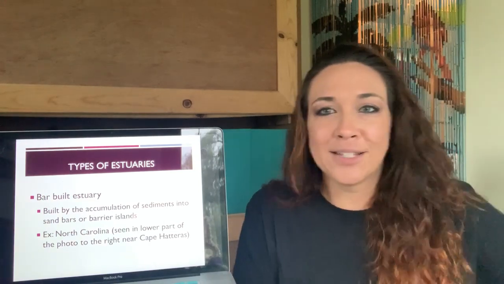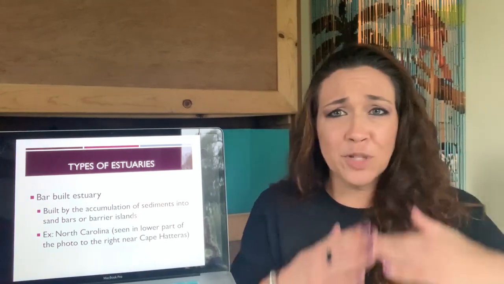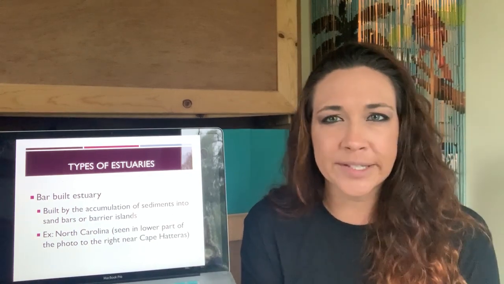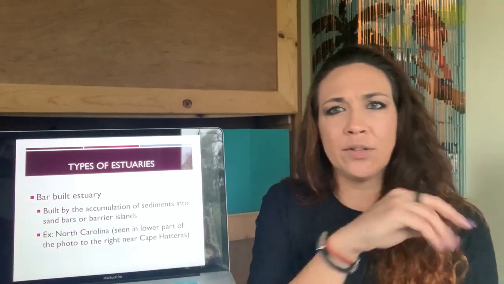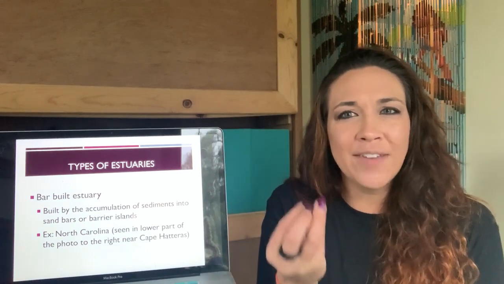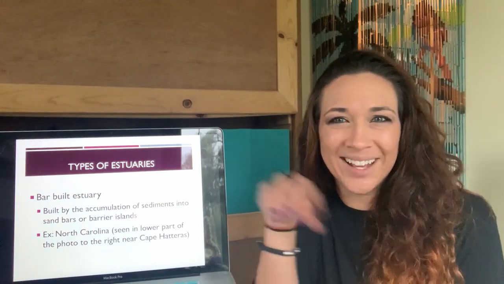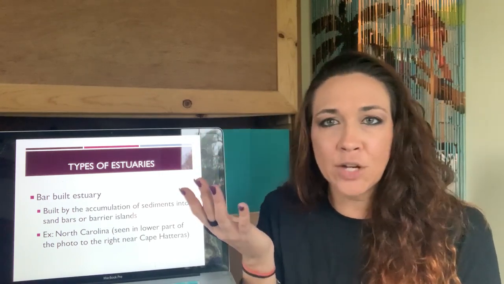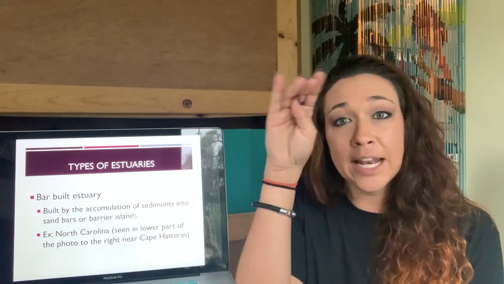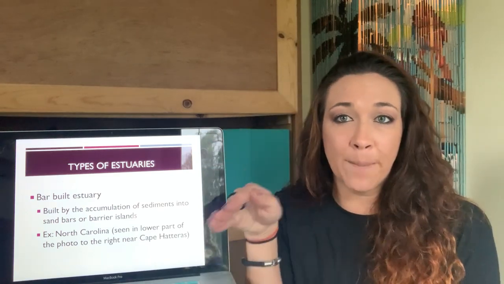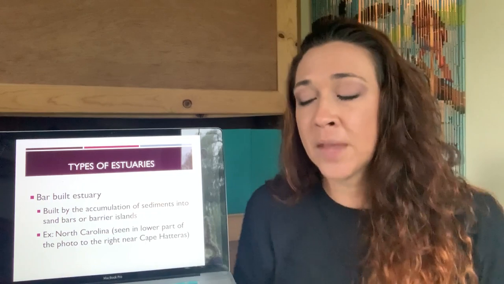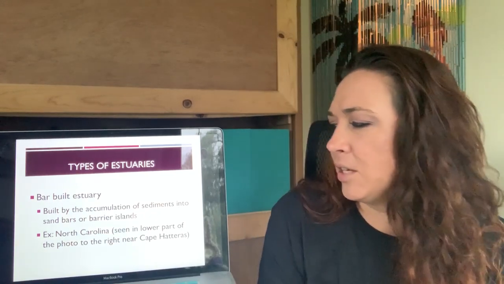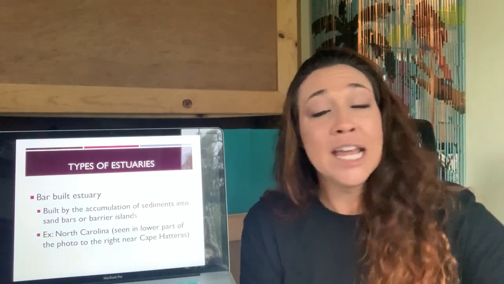Anyway, getting back to the bar-built estuary. Remember, you're just building up a bar, right? You're building up a little accumulation of sediment, usually sand or silt, anything that's very small so that it can drift around. If it's too heavy and coarse, like little pebbles, it's not going to be able to drift around in the water column. But if it's something light like sand or silt, then it can settle down to the bottom and create that bar-built 3D estuary. Now, this is going to be, where was it? The lower right of the picture we just saw near the Chesapeake Bay.